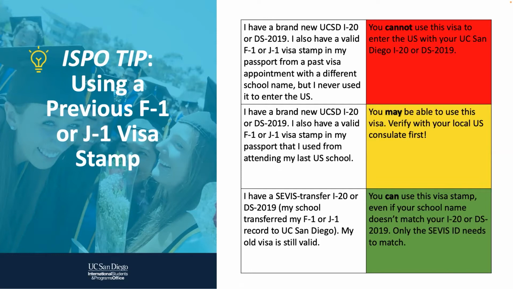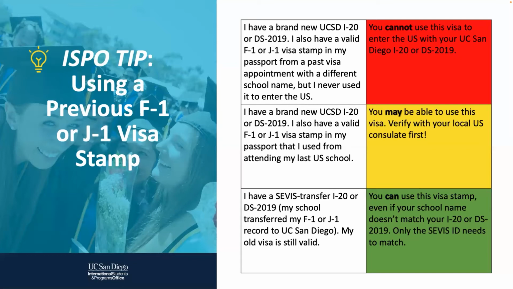So let's say, for example, you have a brand new UCSD I-20 or DS 2019. You also have a valid F1 or J1 visa stamp in your passport from a past visa appointment with a different school name, but you never used it to enter the US. This happens quite frequently this time of year. Students are still making admissions decisions, and if they've applied to various different US schools, let's say they first decided to attend a different US school, not UC San Diego. They got the I-20 from that school and applied for a visa stamp, but in the end, they decided, I actually want to come to UC San Diego, but they have a visa stamp already.